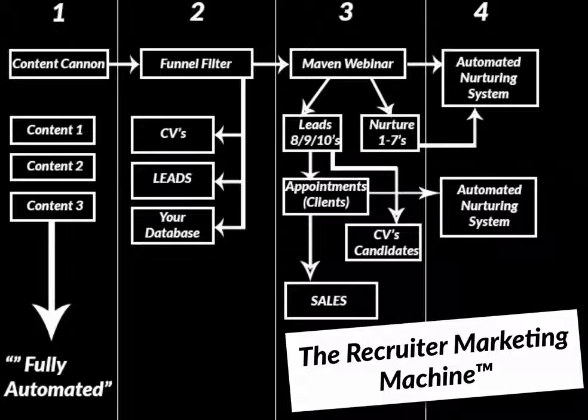Now remember the actual process we're dealing with. So we've got the content cannon. That's where you market your event, the Maven markets the event, and they come to you. Next, you filter out the tire kickers from the real players. That's where you get CVs, and that's where we've got the survey complete there. So you've got leads straight away, also added to your database.